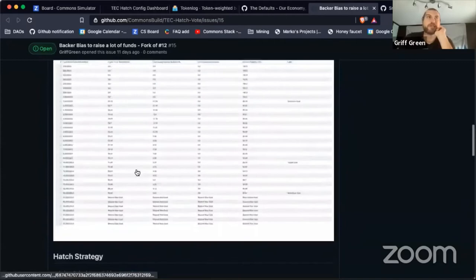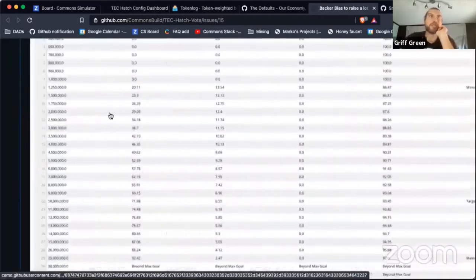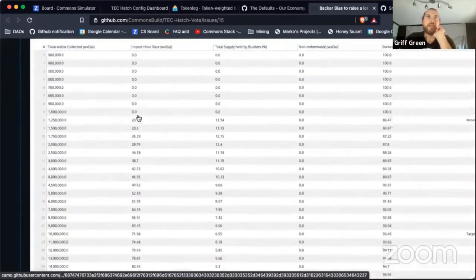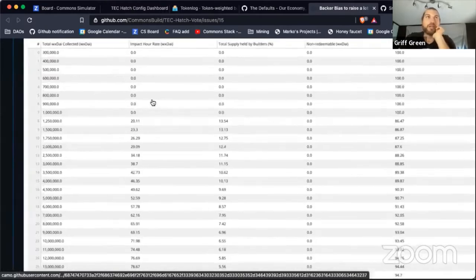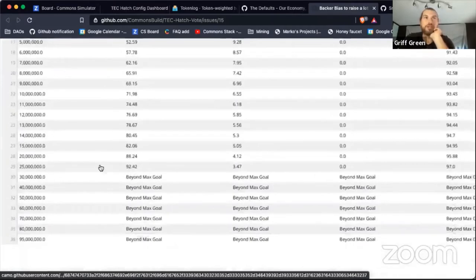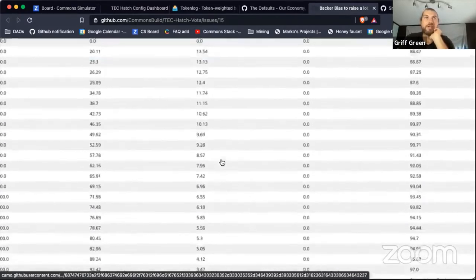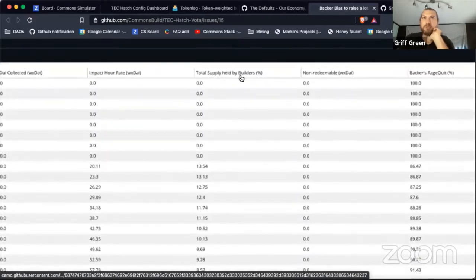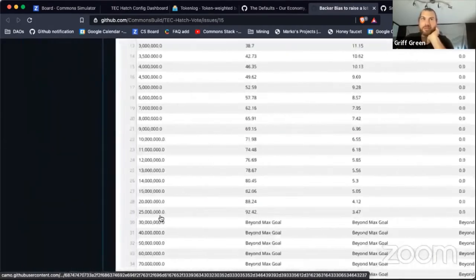So it's good to look at these options. With this one, if we raise less than 1.25 mil, then we fail and give back all the money. But the impact hour rate starts at 20 and goes up to 100 if we raise this amount. This is the one that's geared towards backers: even at the lowest, builders only get 13% of the tech tokens, so 13% of the governance power, and as low as 3% if we raise 25 mil.